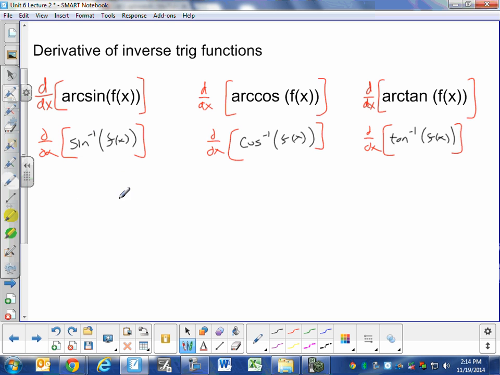So for the derivatives of these, for arc sine, the derivative is 1 over the square root of 1 minus x squared, if this was just x. However, if it is a function f of x, then we have to use the chain rule. The derivative is 1 over the root of 1 minus my function squared, times the derivative of my function. That being an application of the chain rule.